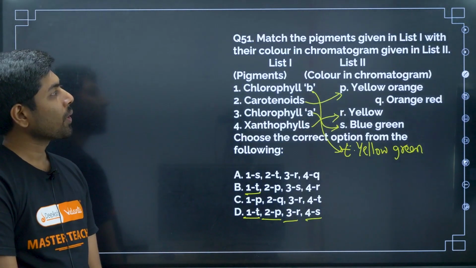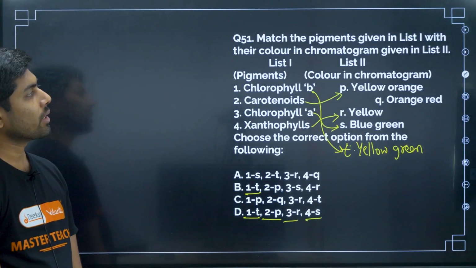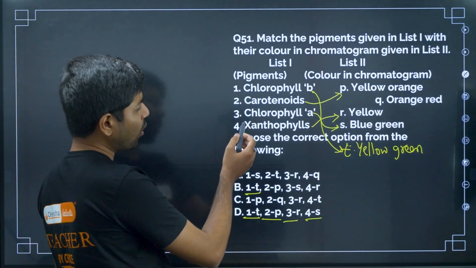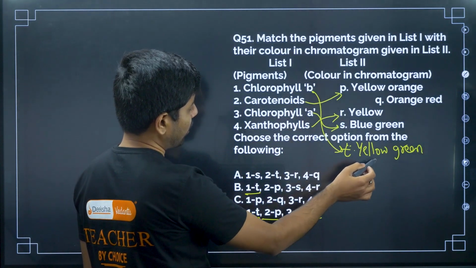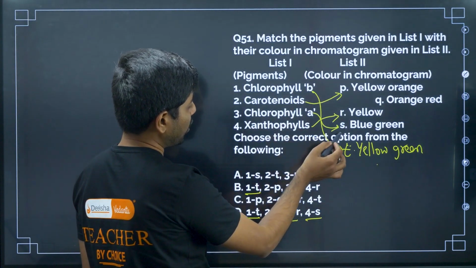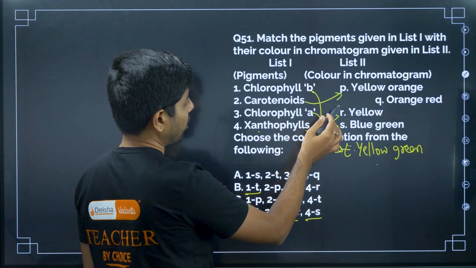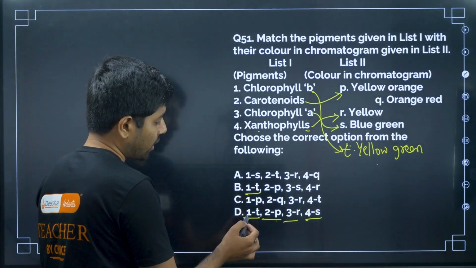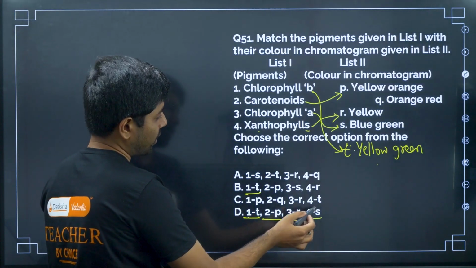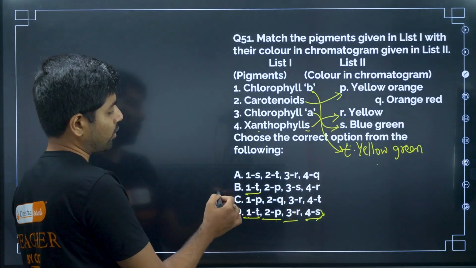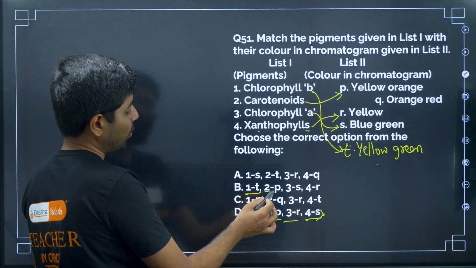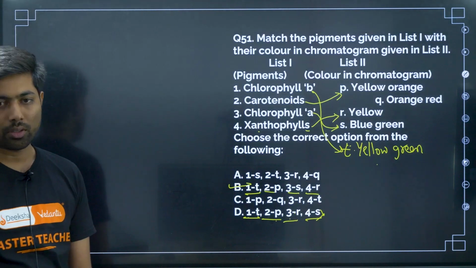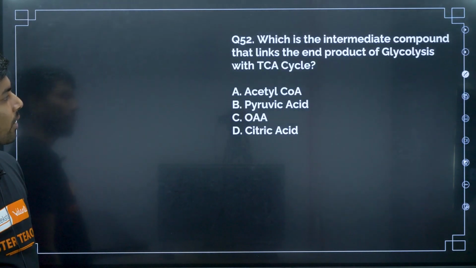Question number 51. Match the pigments given in list 1 with their color in the chromatogram given in list 2. Now you know chlorophyll B is yellow green, chlorophyll A is blue green, xanthophylls are yellow, carotenoids are yellow orange. Now look at option B. Option D, we checked it: 1T, 2P, 3R and 4S. This is wrong, here there is a mismatch. Therefore, we are looking at option B: 1T, 2P, 3S, 4R. Now this is the right answer. Clear? Look at next question.